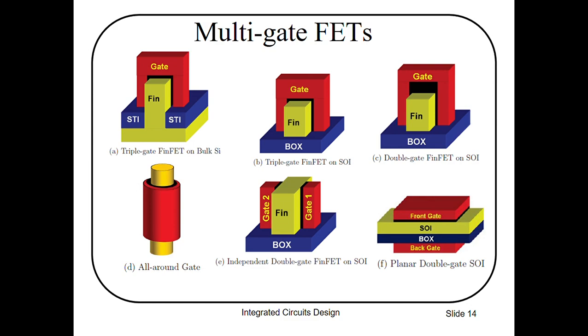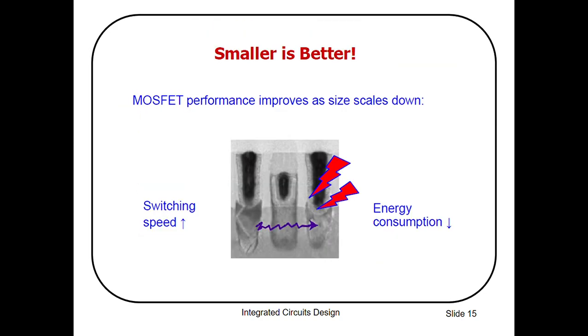Some examples are FinFET structures on SOI and silicon, all-around-gate FETs, and many other good structures. Here you can see examples of some modern transistors which can be used in future integrated circuits.